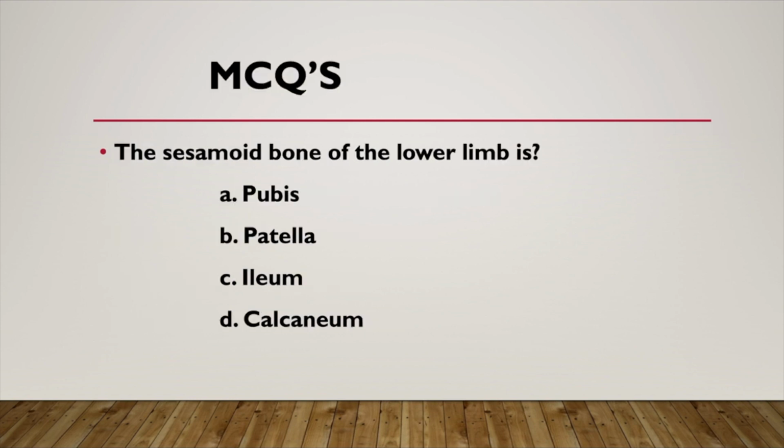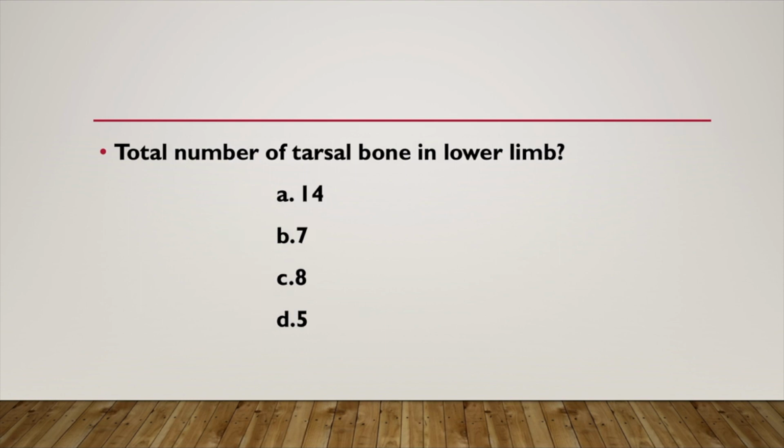MCQs: The sesamoid bone of the lower limb is: option A pubis, option B patella, option C ilium, option D calcaneum. Answer: option B patella. Total number of tarsal bones in lower limbs: option A 14, option B 7, option C 8, option D 5. Answer: option B 7.